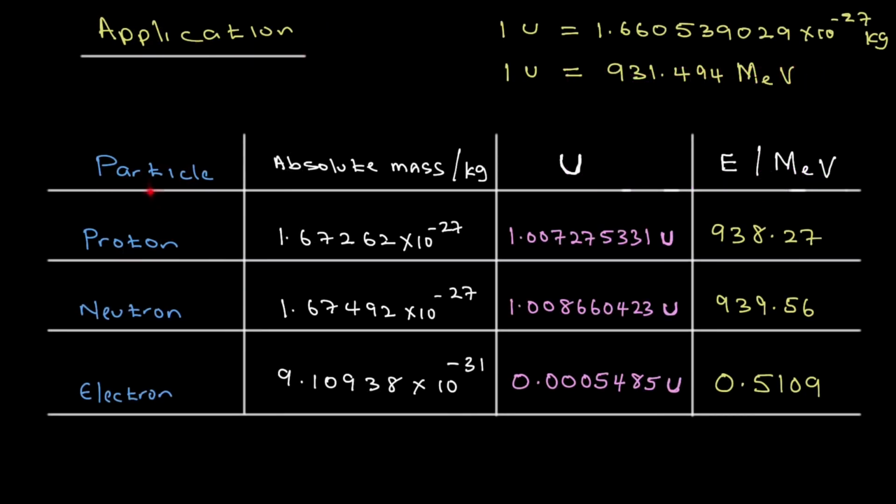Application. So we've got these particles: protons, neutrons, electrons. These are the absolute masses of proton, neutron, and electron. These are the U values, because we divide the proton mass by the value of U, and we get that. If we divide the neutron mass by it, we get this one. If we divide the electron mass by it, we get that. And to get the energy values, we multiply each U value by 931.494. So that value times these values gives you this, and that's how we find the energy values.